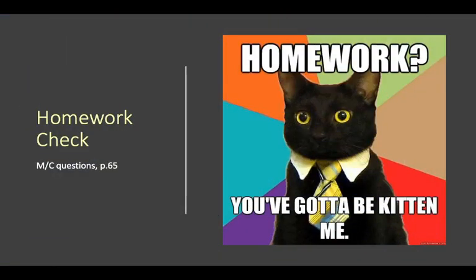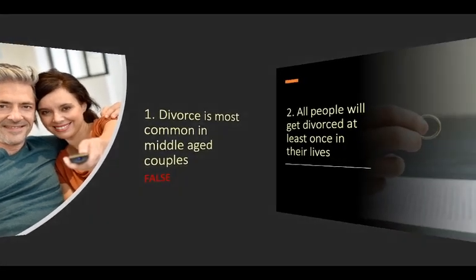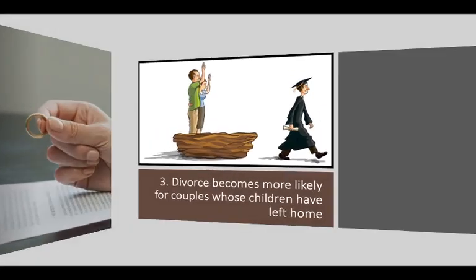So let's do some homework check. As I mentioned in the previous video, there were some true or false questions which you need to answer. Divorce is most common in middle-aged couples. True or false? It's false. All people will get divorced at least once in their life. Well, I'm sure this was rather obvious. It certainly is false. Next one.